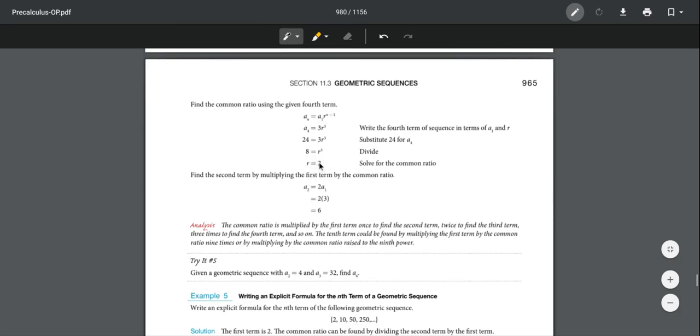So R is 2, so you just put 2 here. So you get A n equals 3 times 2 to the n minus 1. Remember 3 was A1. And then whatever term they tell you, you can just plug into that.